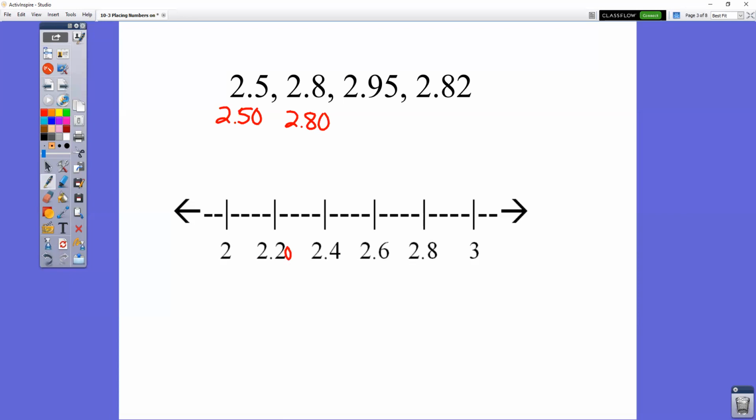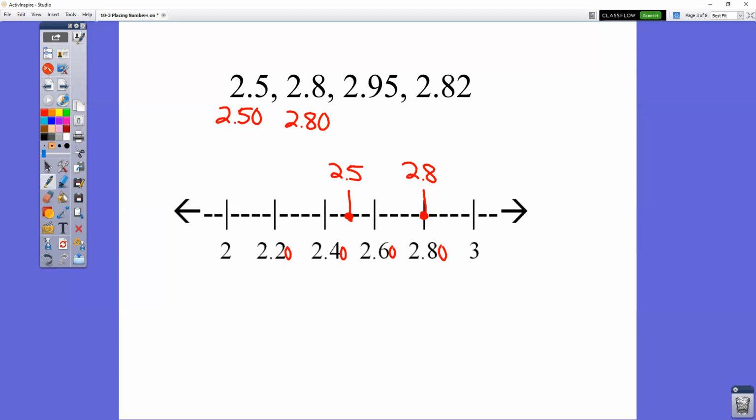So we have $2.20, $2.40, $2.60, $2.80. And then we have $2 and $3. So $2.50 is exactly halfway in between 2.4 and 2.6. So 2.5 is right here. 2.8, there's already a little hash mark at 2.8. So we're just going to put a dot right here. And this is 2.8.